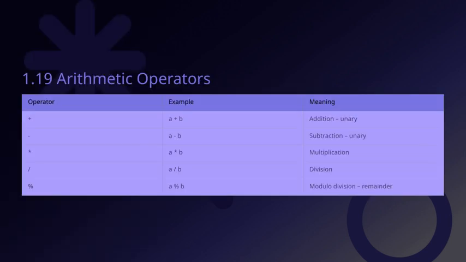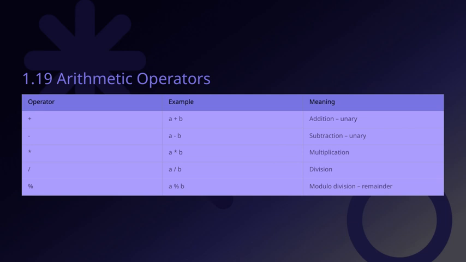Let's take a closer look at some common arithmetic operators. On this slide, we have a table that breaks down the basic symbols, their examples, and what they mean. First, we see the plus sign, which stands for addition. For example, a plus b means we're adding two values together. Interestingly, addition can also be unary, which means it can operate on just one operand, like plus a, though that's less common.